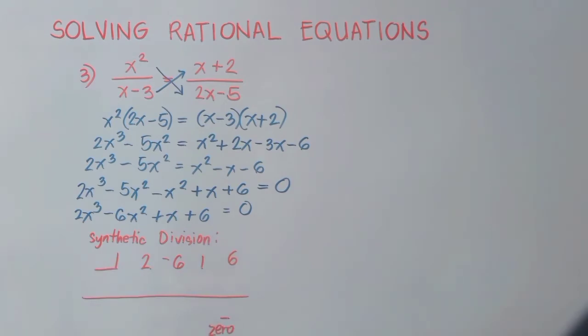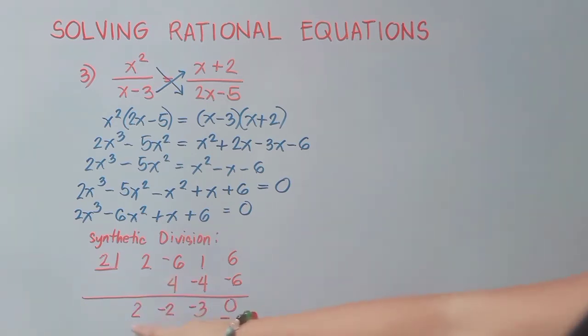Let us try positive 2. The same process, let us bring down the first constant and then multiply it to our number. 2 times 2 is 4. And then we will add this up. That will give us negative 2. Negative 2 times positive 2 is negative 4. This will give us, when adding, negative 3. Negative 3 times 2 is negative 6, which is equal to 0. That means to say 2 is one of our answers.